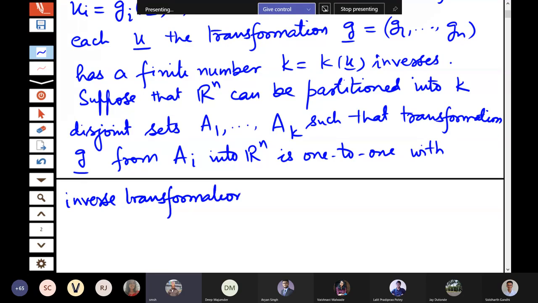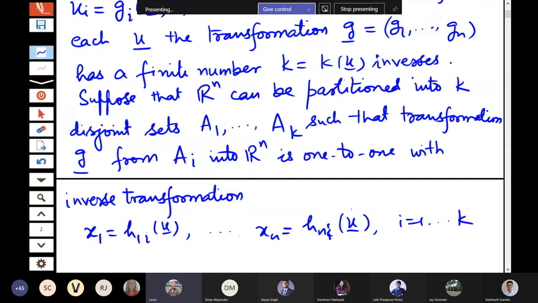So we have the inverse transformation, that is, say x1 is equal to h1i(u) and so on, xn is equal to hni(u), i is equal to 1 to k. So from each Ai into Rn, it is a one-to-one function. So then you have the inverse image defined for that part, and that I am calling, say, x1 is equal to h1i, h2i, ..., hni, etc. That means for i equal to 1, I will call it h11, h21, ..., hn1, and so on. Similarly, h12, h22, ..., hn2, and so on.